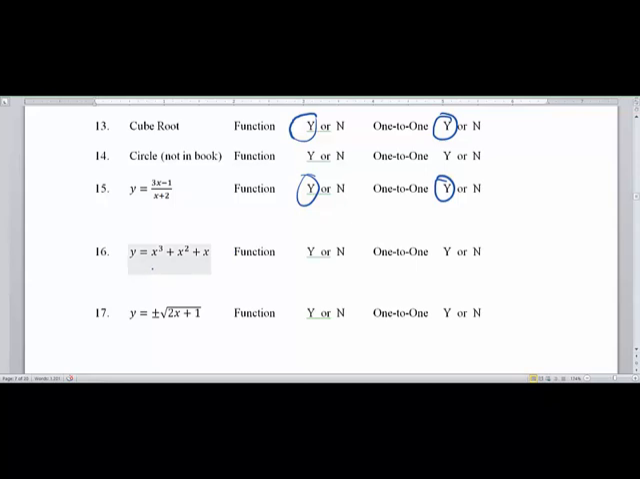So then we take a look at problem number 16. And problem number 16 has an x cubed, an x squared, and an x. And a cubic function like this has function properties, because not only did the x cubed, the x squared, and the x have absolutely no restrictions on any of those. But the one that gives me a little bit of pause is the x squared, based on the one-to-one.